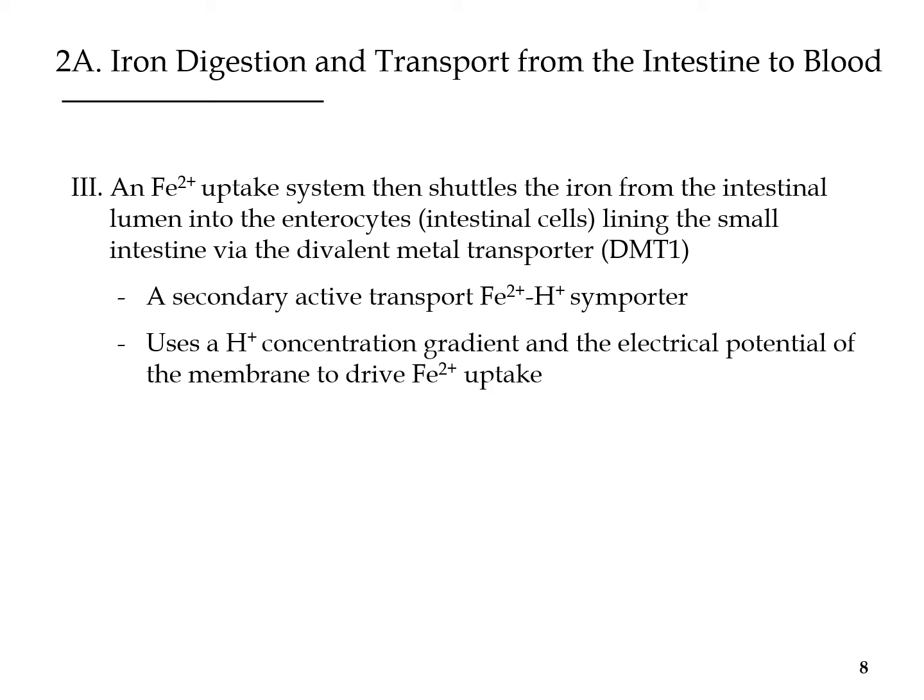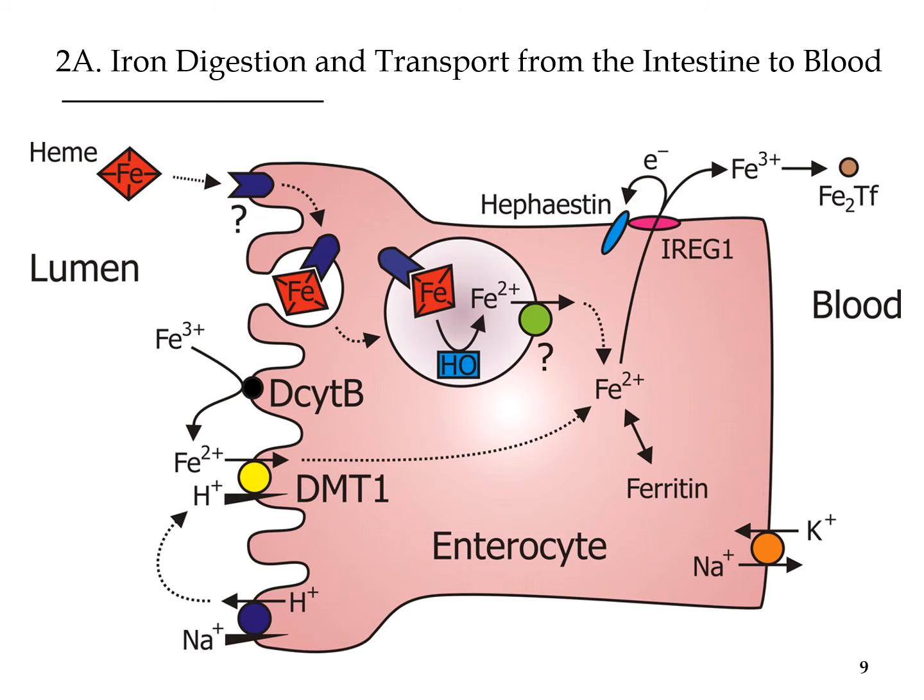So here, this particular transporter has the properties that we've talked about corresponding to secondary active transport. So this is an iron 2+ proton symporter. It uses a proton concentration gradient and the electrical potential of the membrane to drive iron 2+ uptake.